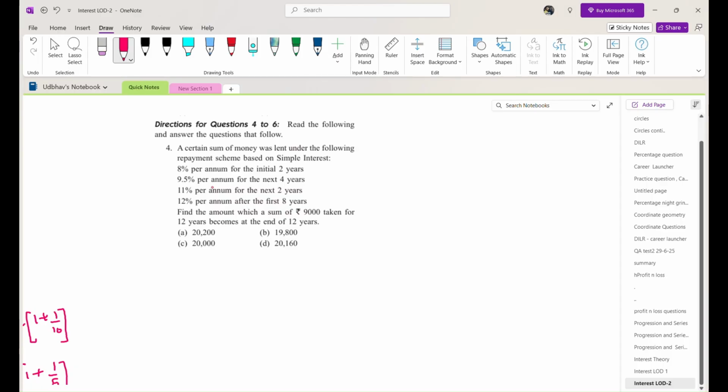And we need the amount which a sum of 9,000 taken for 12 years becomes at the end of 12 years. So interest will be the sum of all these individual interests, but the sum which we had taken, that is 9,000, will remain the same. The rate is changing, right? Total time is 12 years, but this is for the initial 2 years, that is the first year and second year. Then this is for the next 4 years, that is third, fourth, fifth and sixth year. This is for the next 2 years, 7th year and 8th year. And after the 8th year, whatever it is, that is 12%.